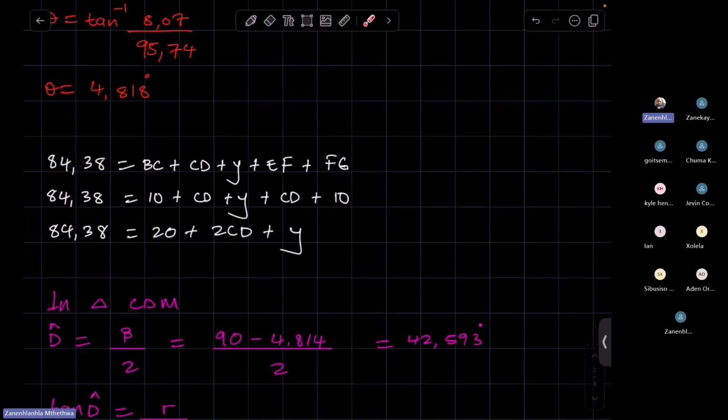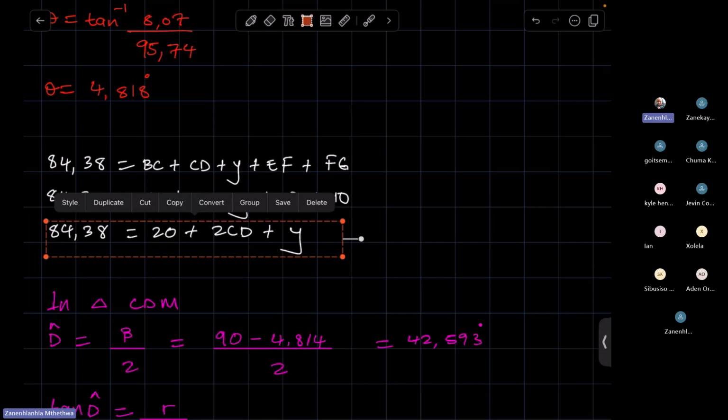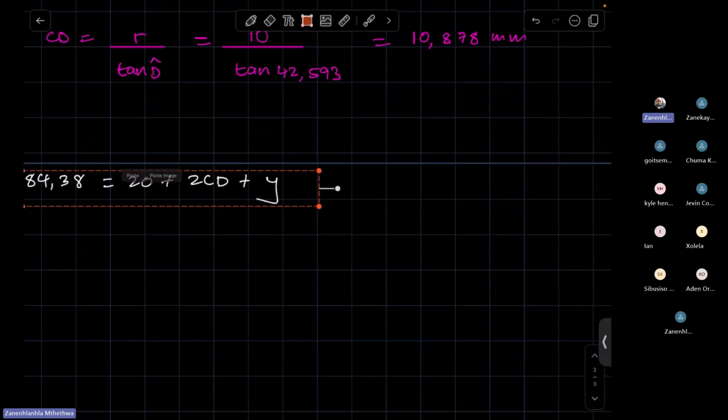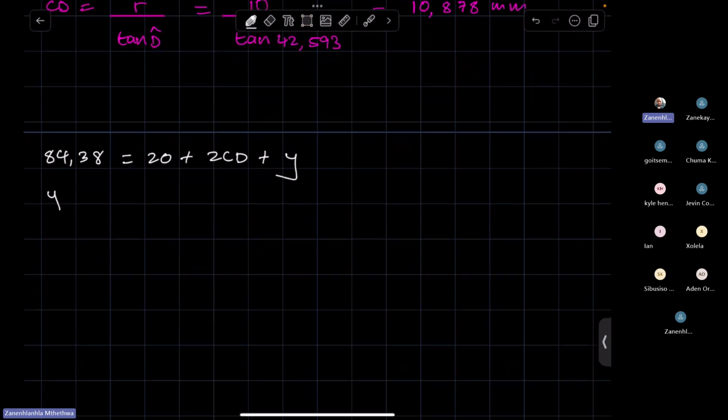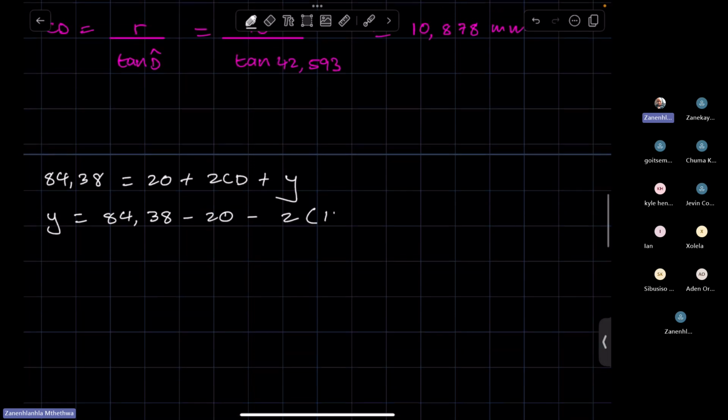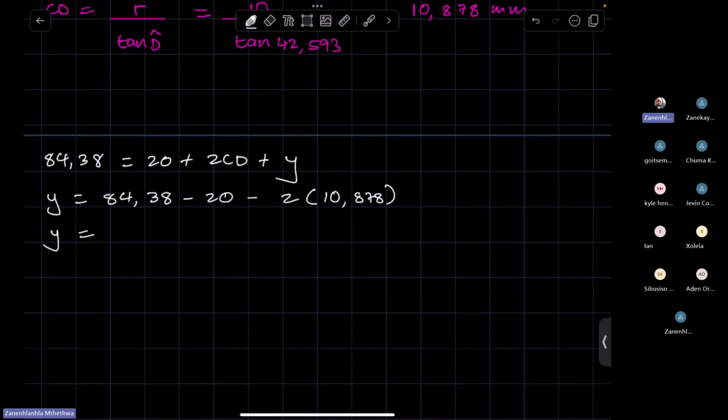Once you have the value of CD, from this algebraic expression we'll only have one unknown, which is y, so we solve for y. Solving for y, we know this is the algebraic expression of 84.38. Making y the subject, when you transpose these terms they become negative on this side. So y is equal to 84.38 minus 20 minus 2 times CD. CD, as we've established, is equal to 10.878. And then what is going to be the value of y?